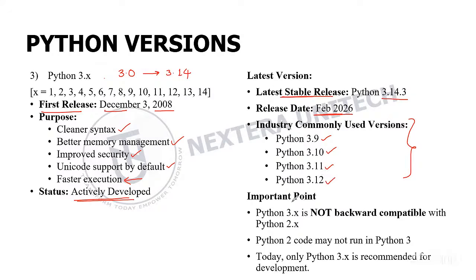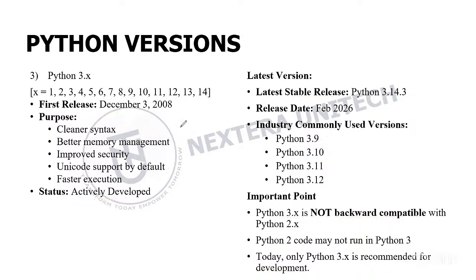The important point here is that 3.x, that is the third version, is not backward compatible with your second version. So Python 2 code may not run in Python 3. And Python 3.x is recommended for development. Right now, 3.15 is being developed. It is in the development stage, the alpha phase has been released, and it is right now in the beta phase of development.